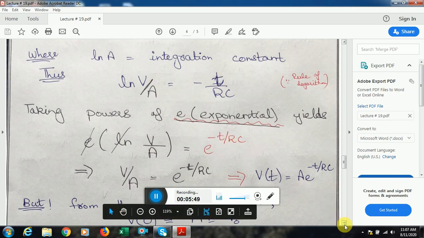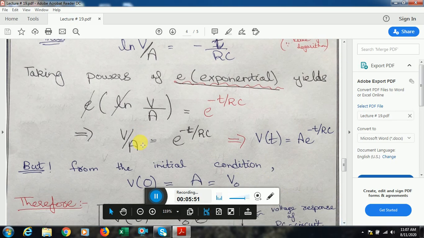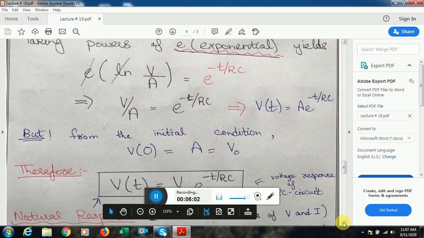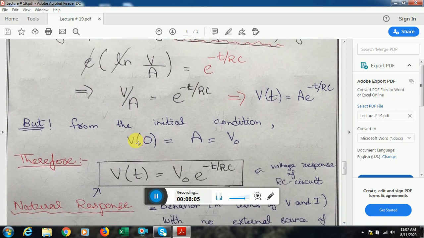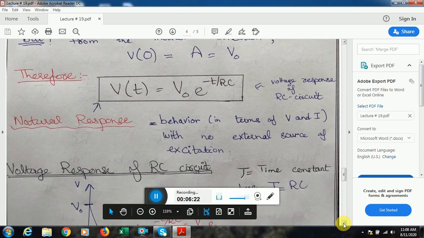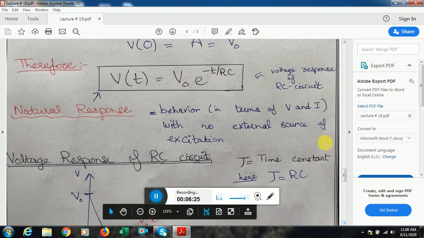Now V over A is e raised to power minus t over RC, and when we multiply both sides by A, V of t gets A e to the minus t over RC. Now, as you know, A was a constant of integration, and initially we had the voltage at time t equal to 0 equal to V naught. So instead of A, we put in the value of V naught, and the standard equation for a source-free RC circuit that we get is V of t is equal to V naught into e raised to power minus t over RC.